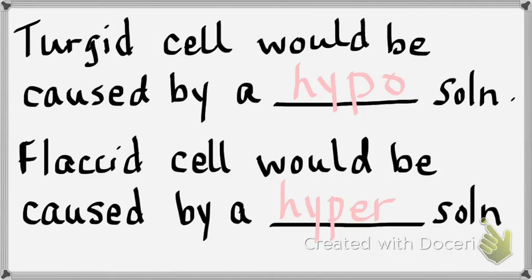And make sure you can tell a red onion cell that's in a hypotonic environment. Notice how full it is. And a red onion cell in a hypertonic environment. Notice how shriveled it is. So check out your drawings, bottom page 52.